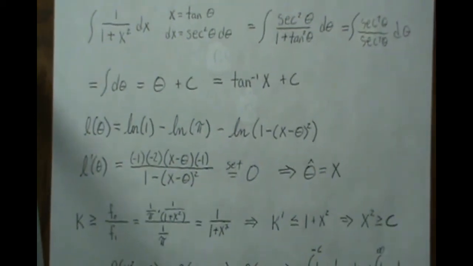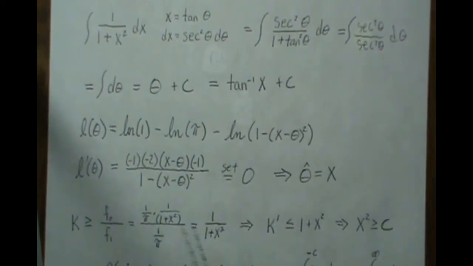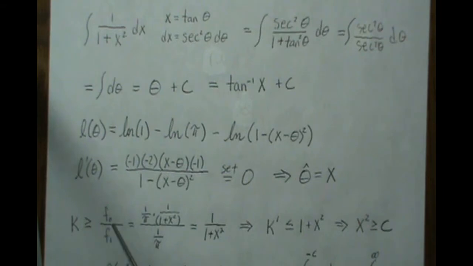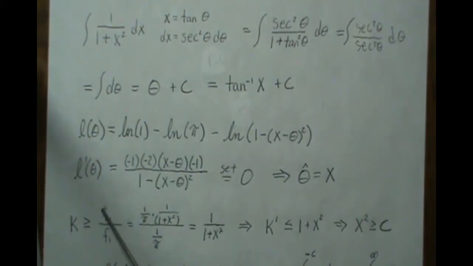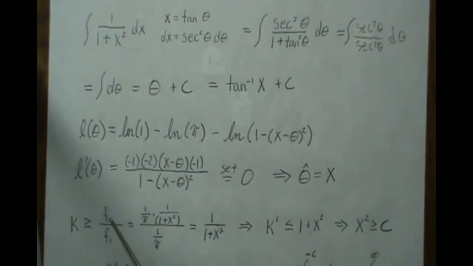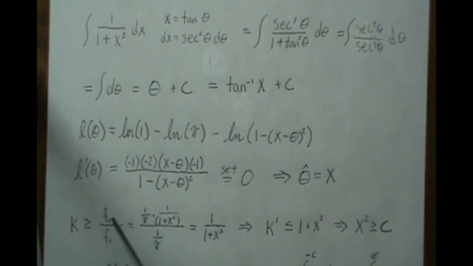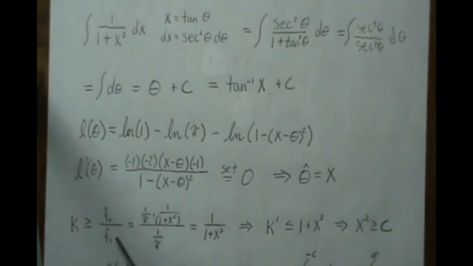So now we can find the critical region. Here is the ratio. The numerator is maximized over the null, which is a single value, theta equal to 0. The denominator is maximized over the entire space, which we just showed was theta equal to x. So now you plug in theta equal to 0 here and theta equal to x here, and you get this.